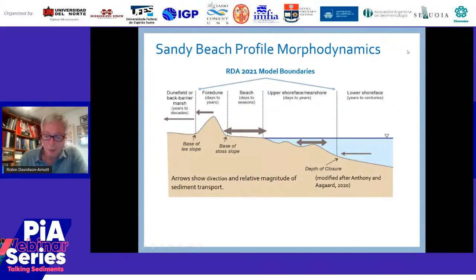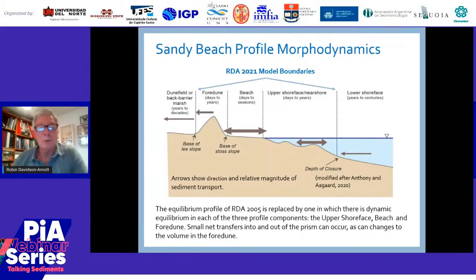Yeah, so the key part of the revised RDA model, the RDA 2021 model, is that we replace the equilibrium profile with one in which we assume dynamic equilibrium in each of the three profile components. That is the upper shore face or near shore, the beach, and the foredune. And this model also allows for small net transfers into the system, so we can have sediment coming into the system from the lower shore face, and we can also have sediment leaving this part of the system into the dune field or back barrier.